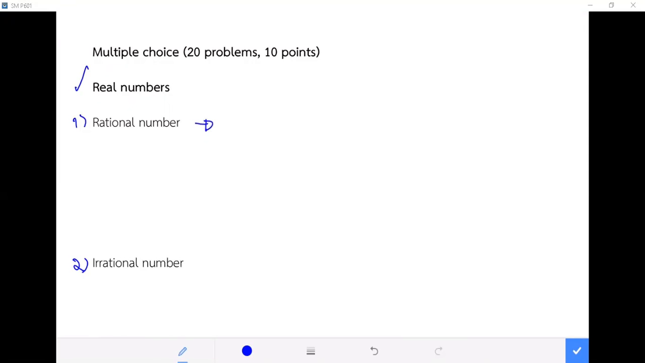When you talk about rational numbers, you talk about anything that you can write as a fraction. But irrational numbers, you cannot write as fractions. Let me give an example of something that you can write as a fraction.